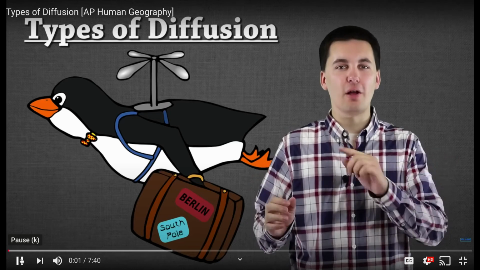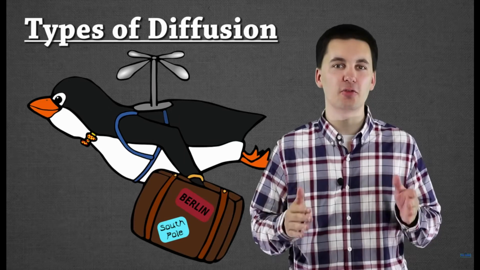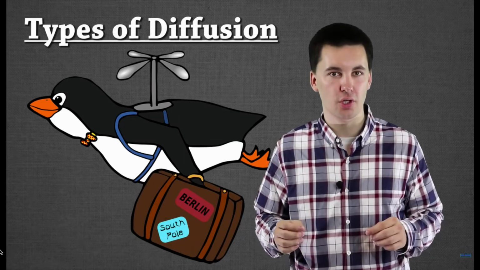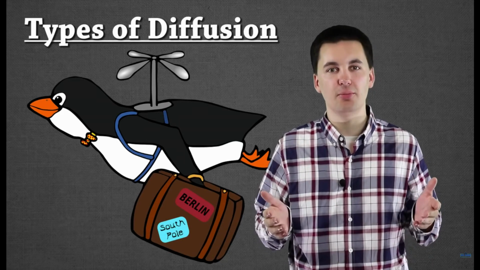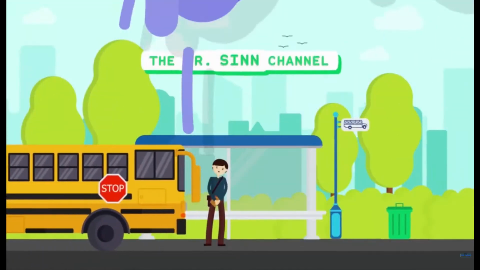Hello geographers, and welcome to the Mr. Sinn channel. In this video, we're going to be looking at the differences between expansion diffusion and relocation diffusion. We'll also be talking about some different types of diffusion, such as hierarchical, contagious, and stimulus.